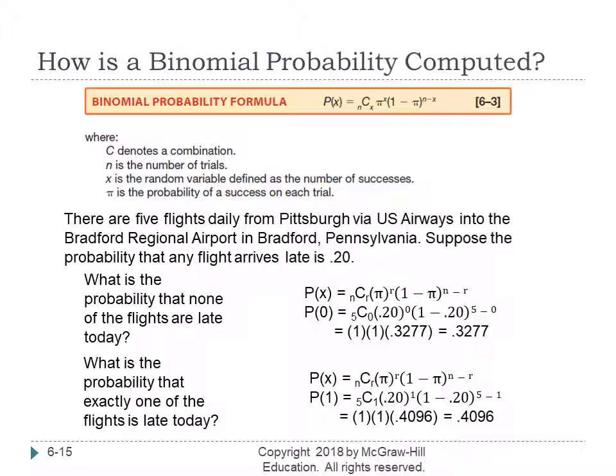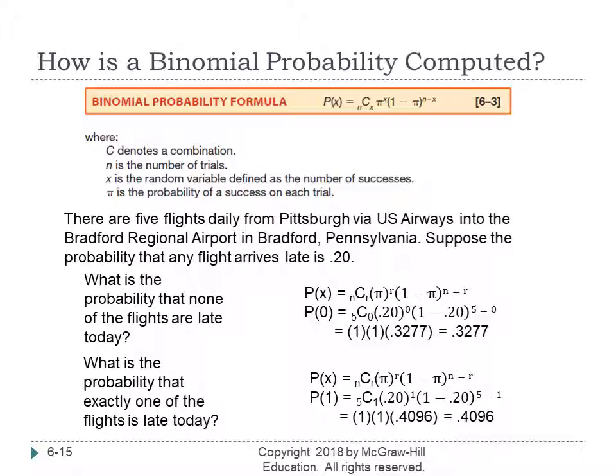For the probability of 0, take 5 choose 0 times 0.20 raised to the power 0 times 1 minus 0.20 raised to the power 5 minus 0. Here x is 0 and n is equal to 5. 5 choose 0 is 1. 0.20 raised to the power 0 is also 1.